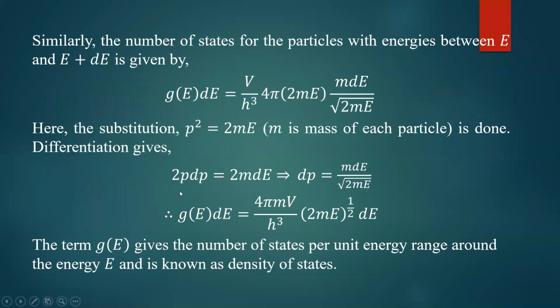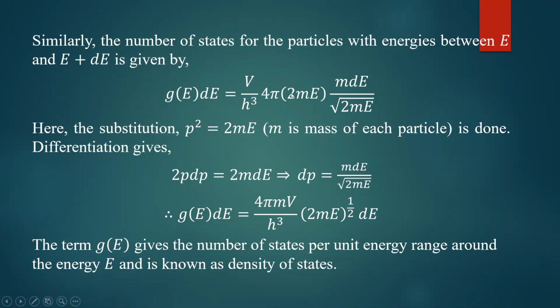Differentiate this equation, you will get 2p dp equal to 2m dE, where m is constant. So the derivative of p squared is 2p dp, equal to the derivative of E, which is dE. 2 gets cancelled, you will get dp equal to m dE divided by square root of 2mE, because we know that p is equal to square root of 2mE.